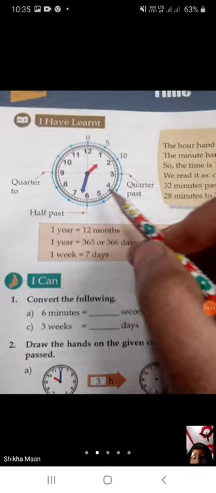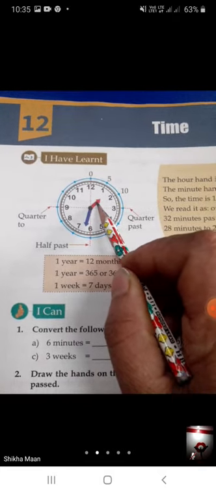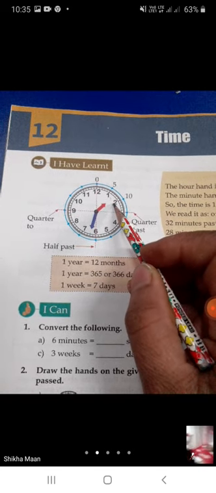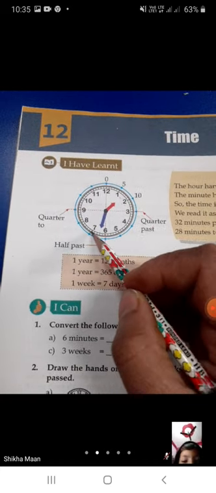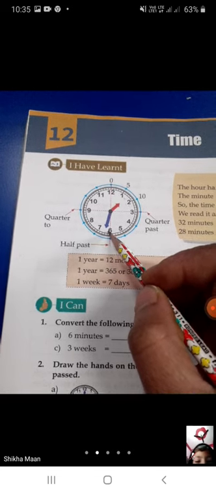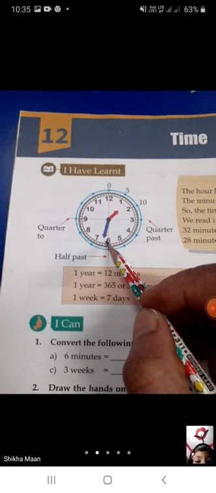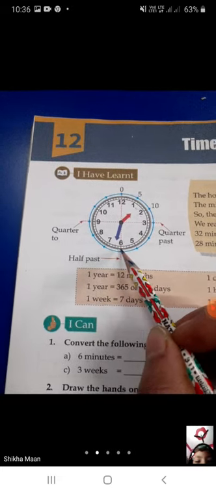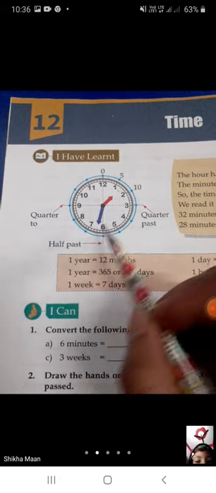See, in this clock you can see there are 12 numbers, and the short hand, the hour hand, is between 1 and 2. The minute hand is between 6 and 7. So the time is already 1, but it's not 2. Here there are 30, 31, 32 minutes. So the time is 1:32. You can also say 32 minutes past 1.